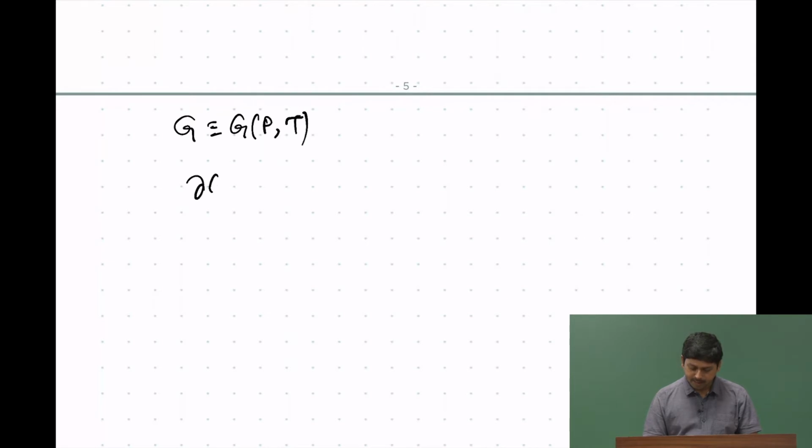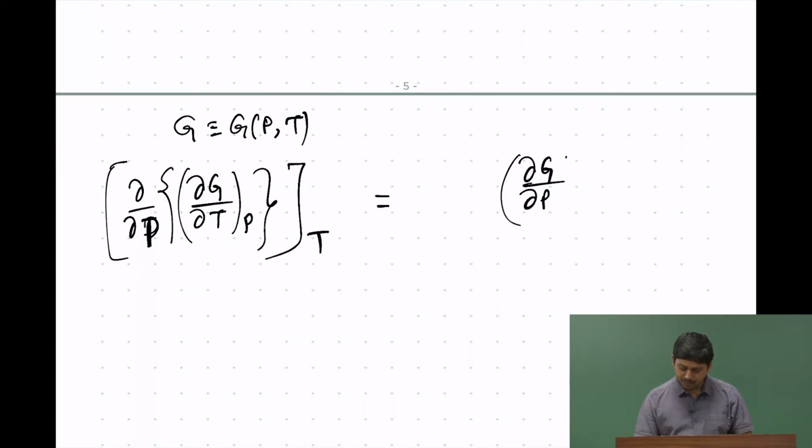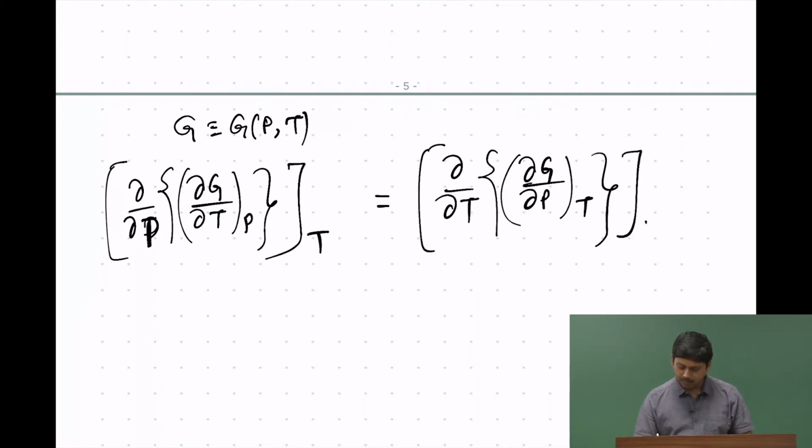So, we can write del G by del T at a constant P, and the same thing we now take a derivative with respect to P at a constant T. This will be the same as if I take the derivative with respect to P first at a constant T, and then take the derivative with respect to T at a constant P. Now, we have to just put the values of what is del G by del T at a constant P.